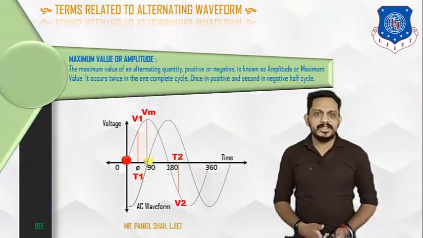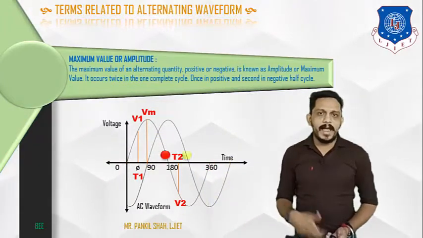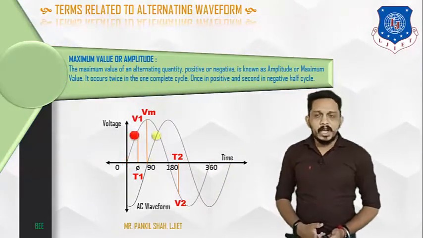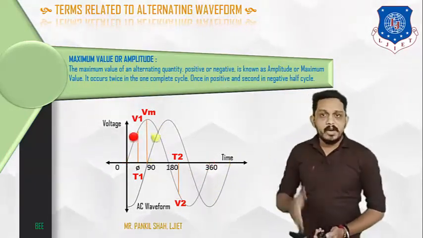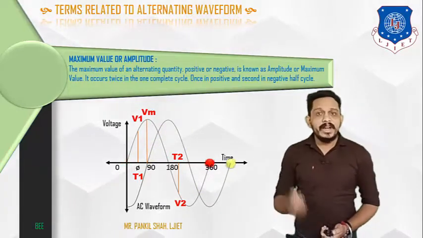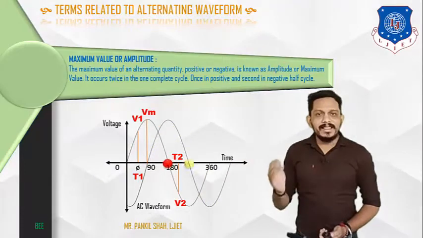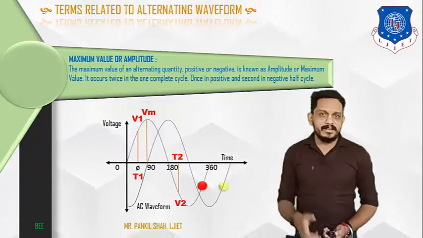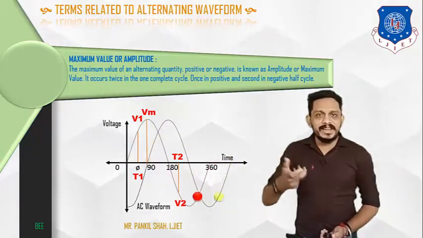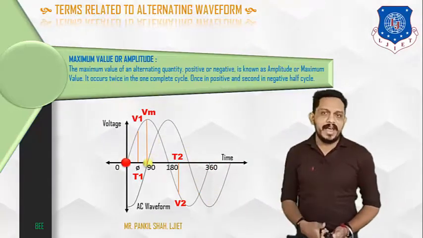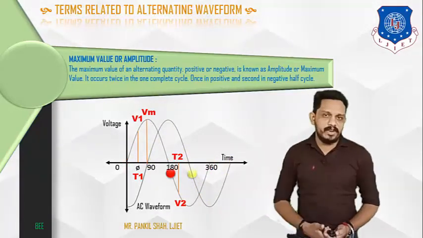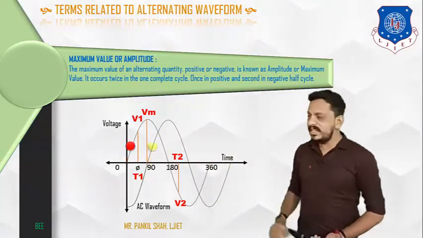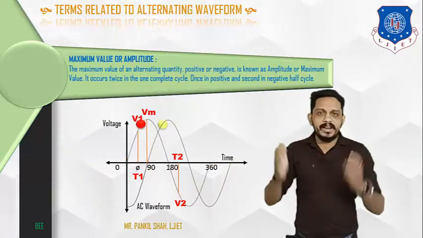The next definition is the maximum value, amplitude, or you can say the peak value. What do you mean by the maximum value? You can see these two waveforms. The waveform starts from 0. It reaches its maximum value. Then it starts decreasing and completes one half cycle. Then again, the waveform starts increasing in the reverse direction, in the negative direction. And again it reaches its maximum value, then it decreases and completes one cycle. So you can see that there are two peak points in one complete cycle.